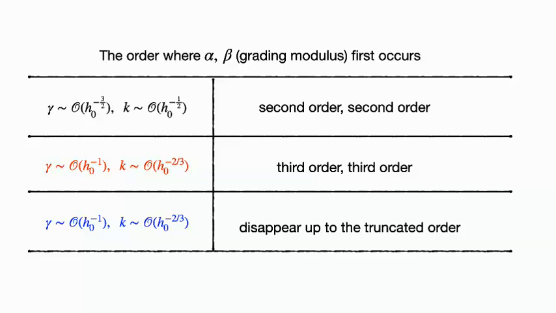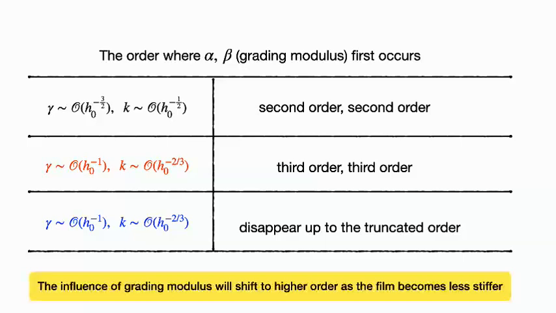And when gamma becomes smaller, it first appears in the second order, for both lambda critical and k critical. For the second case, it occurs in the third order. It means that it goes to the higher order. For the last case, actually it disappears after the truncated order. It means that it makes no difference. So we conclude the influence of the gradient modulus will shift to higher order as the film becomes less stiff. So this is a very important observation from the solutions.